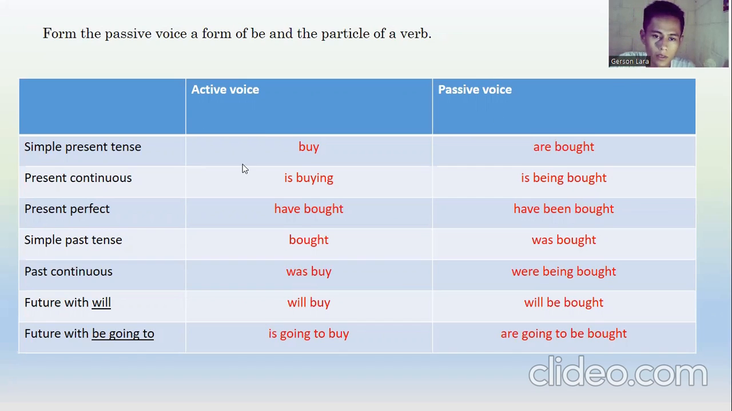With simple present tense, buy, are bought. With present continuous, is buying, is being bought. With present perfect, have bought, have been bought. With simple past tense, bought, was bought. With past continuous, was buying, were being bought. With future with will, will buy, will be bought. And with future with be going to, is going to buy, are going to be bought.